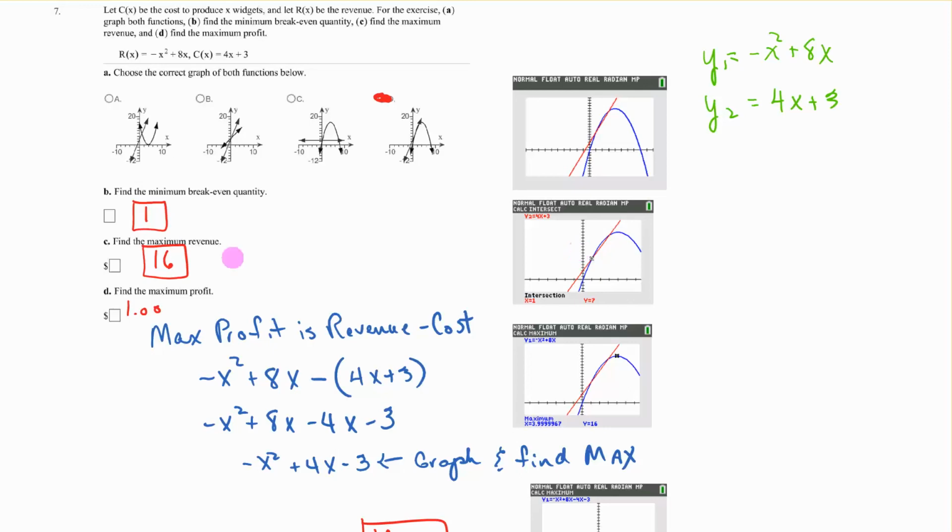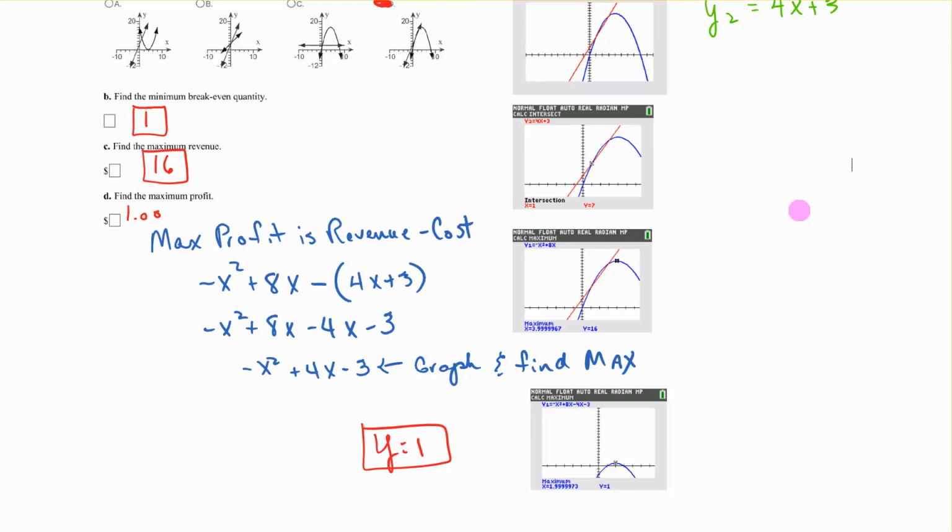Find the maximum revenue. Maximum revenue. Well, revenue was the parabola. Okay, so second calc max, and you get x is 3.99. That's the x value, but when you're finding the maximum revenue, that's your y value, so it would be 16.